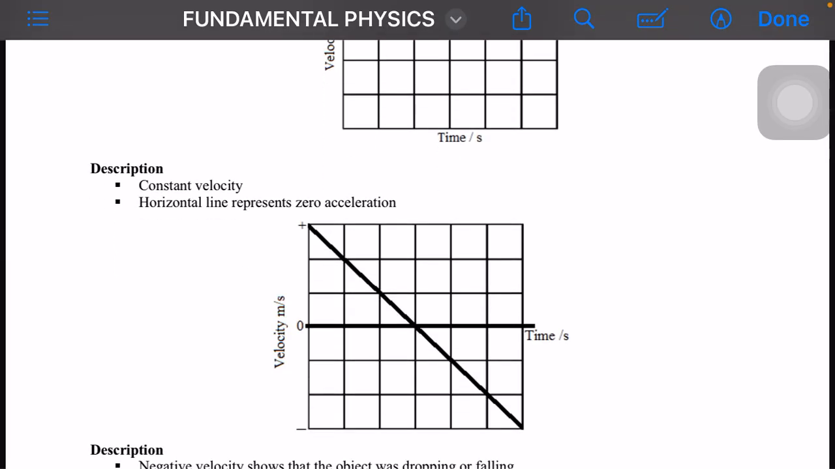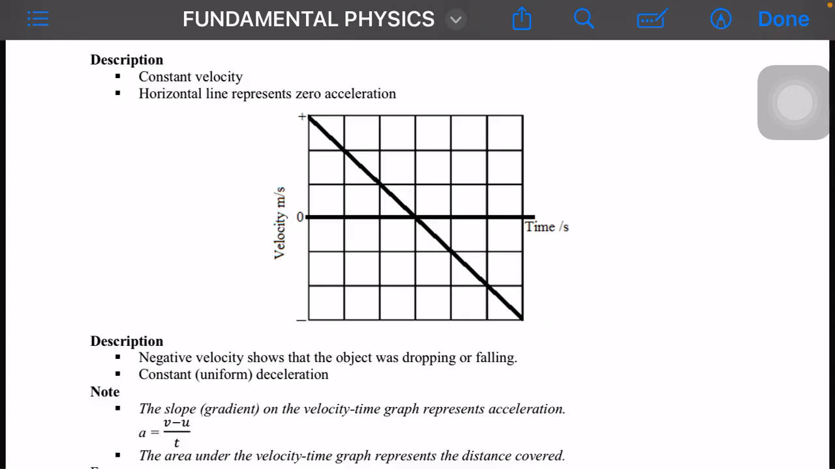When you have such a graph, it means the object had a negative velocity, which shows that the object was dropping or falling. What does that mean? When you have negative velocity, it simply means the object was dropping. It wasn't moving in a horizontal manner. Instead, it was dropped from a certain height. That's what it means when you see such a kind of graph.